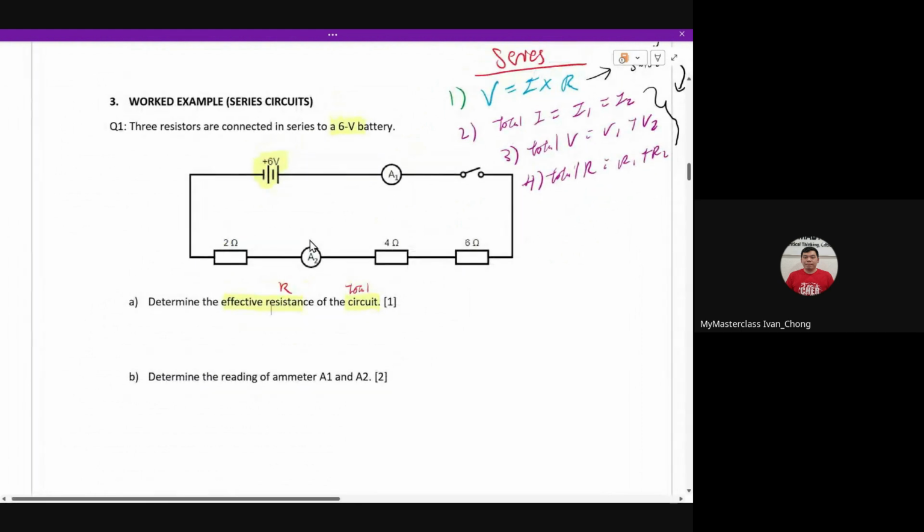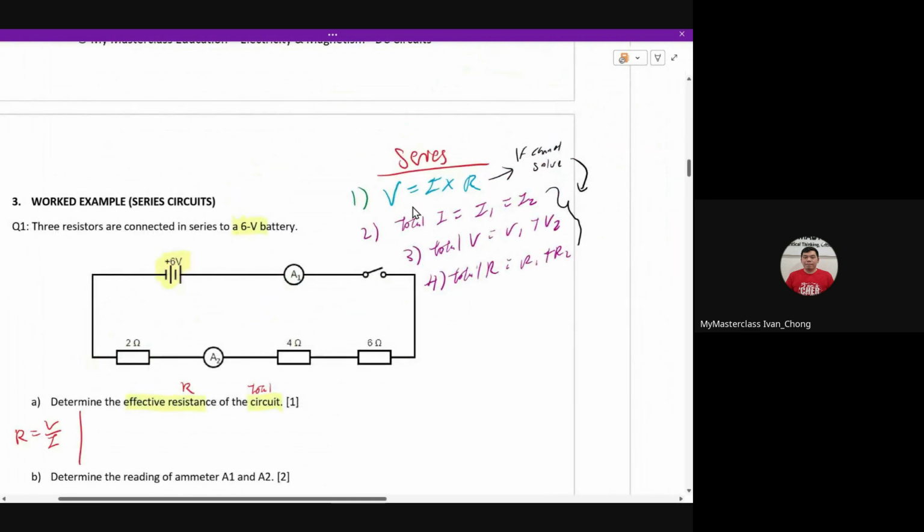So the thing is, if you try to use R is V over I, total V, total R, total I, we cannot use this. Because why? We do not have total I, we do not have current. So going back, if we don't have current, we cannot use this to solve. So we go down, we check.